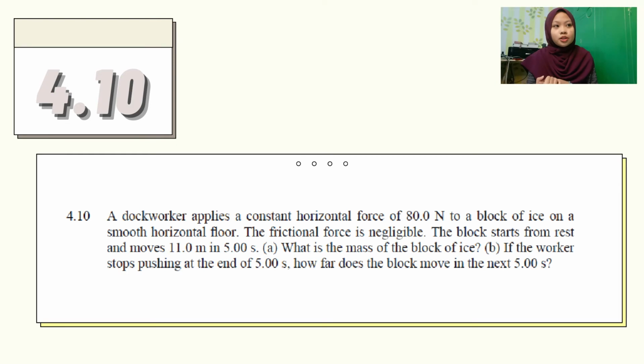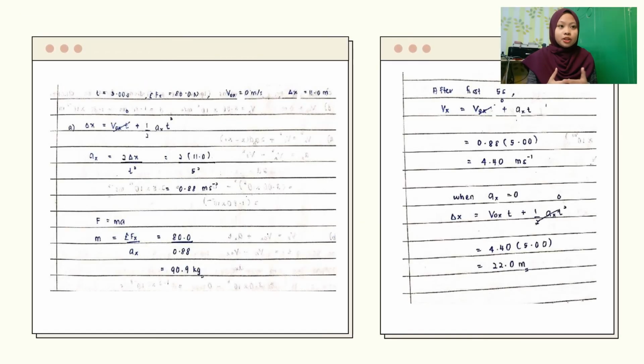And the second question is, if the worker stops pushing at the end of 5 seconds, how far does the block move in the next 5 seconds? I think it is better if we take out all the information given from the equation. So I take out all the information: our t is 5 seconds, our F is 18 Newton, our initial velocity is 0 meter per second, and the change in x is 11 meter.